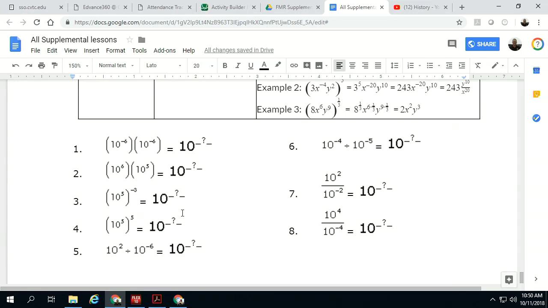10 to the 20th. Am I going too fast for you? 10 to the 25th.